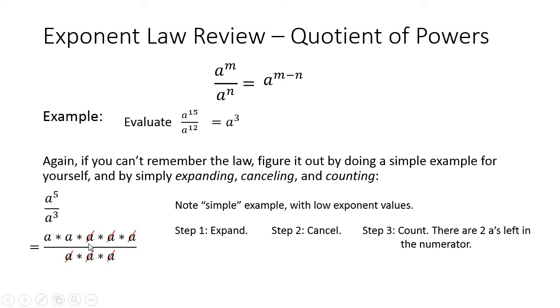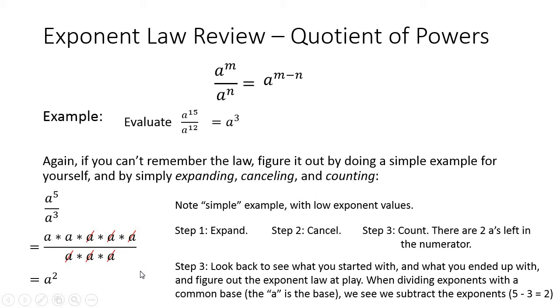And then step 3 is count. How many are we left with? So remember, whenever you cancel something, basically you're replacing it with a 1. So we're left with the 1 times 1 times 1 on the bottom, which is just a 1, and then a 1 on the top to do with these 3 a's, and then we're left with 2 a's on the top. So we're left with just a squared in the numerator divided by 1. Of course, we don't need to write our 1 on the bottom there.